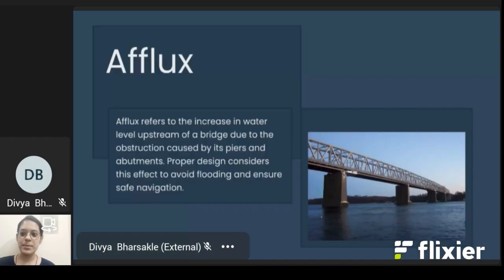The next concept is afflux. It refers to the increase in water level upstream of the bridge due to obstruction caused by piers and abutment, and proper design considerations need to be done to avoid the flooding and ensure safety.